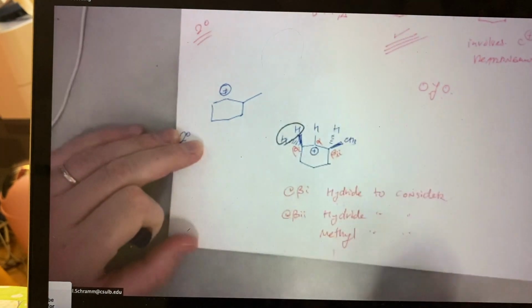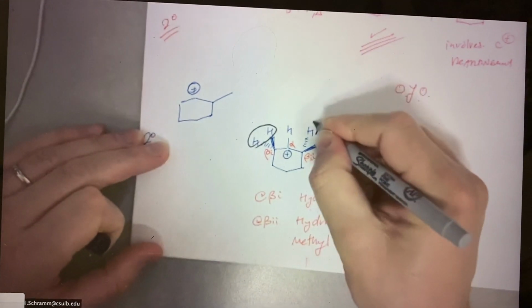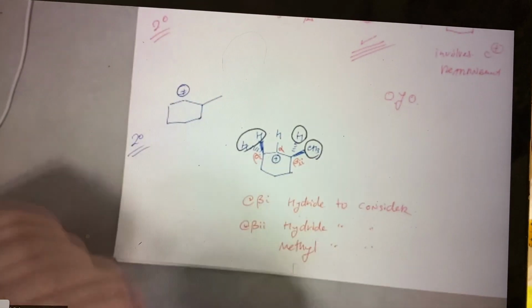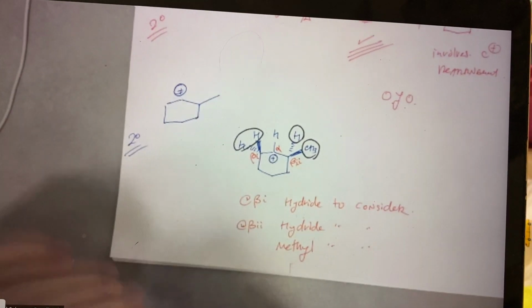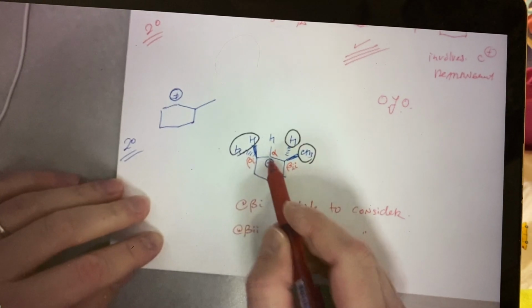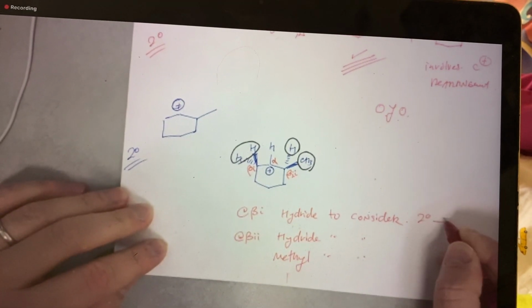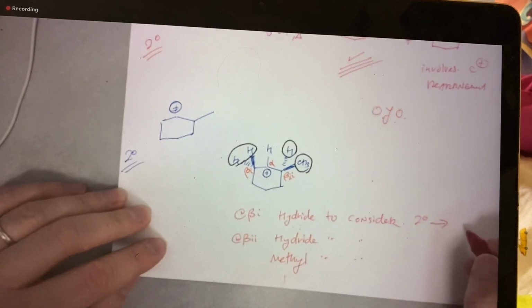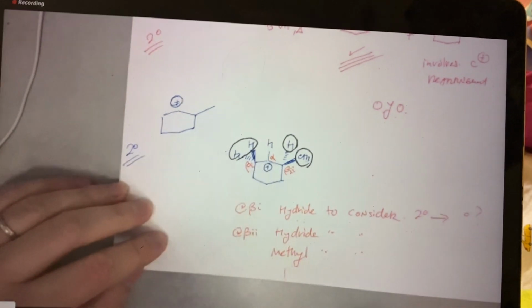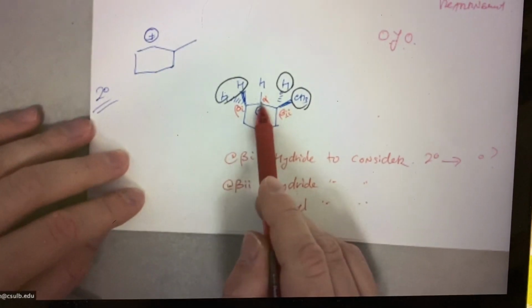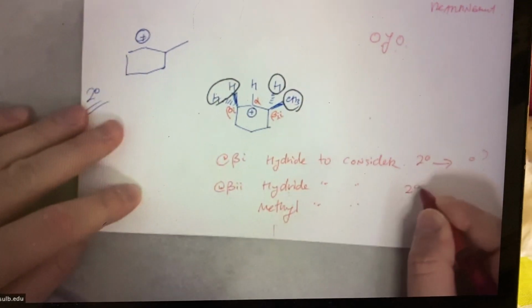We have those two hydrides, we have this hydride, and we have this methyl group. The way we would move them, one at a time, is we would draw the beta 1 position, move the hydride, and draw the carbocation. So we're starting from secondary. What happens if we move a hydride? What type of carbocation do we go to? At the beta 2 position, if we move the hydride, we have a secondary carbocation.